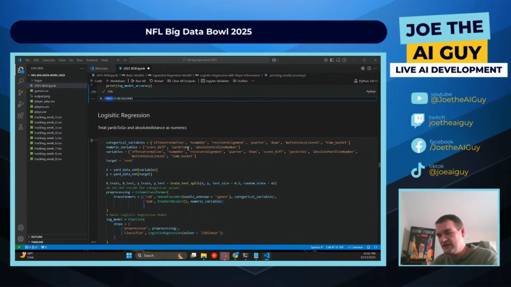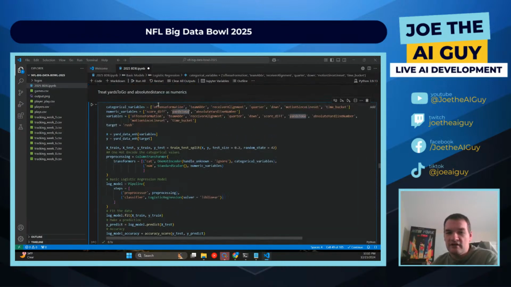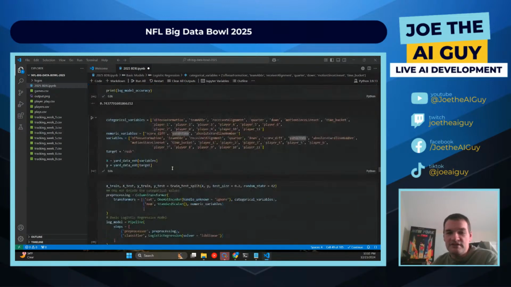Then we looked at this. Instead of using those yard buckets, we're just going to treat them on their actual numbers here. So you've got yards to go and an absolute yard line number. And what we see is that our model accuracy goes up. So it was 74.1% before. Now we're at 74.4%. So improvement there by using the actual numbers instead of using buckets that we had set. This may just be that we need to define the buckets a little bit better, or maybe it's just not worth it and we can just use the yards directly.